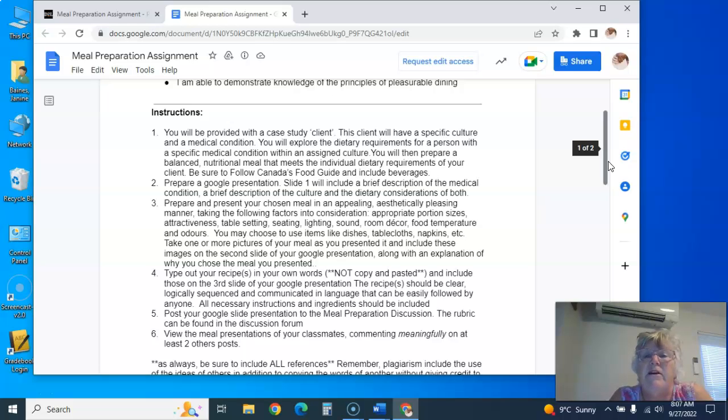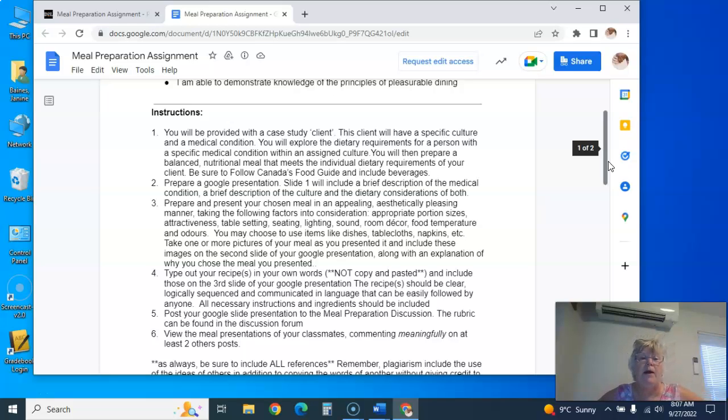You will explore the dietary requirements for a person with that condition, and you will then prepare a balanced, nutritious meal that meets the individual dietary requirements for the client. Be sure to follow the Canada's Food Guide and include beverages. Then you're going to prepare a Google Slides presentation. First slide will be a brief description of a medical condition or the religion or whatever it may be.